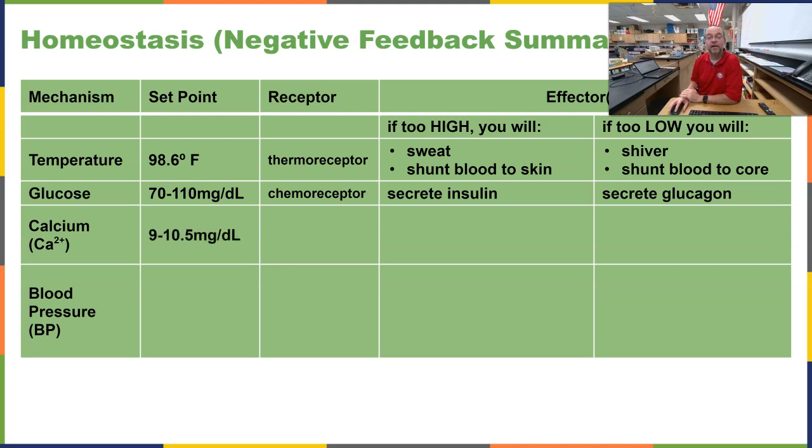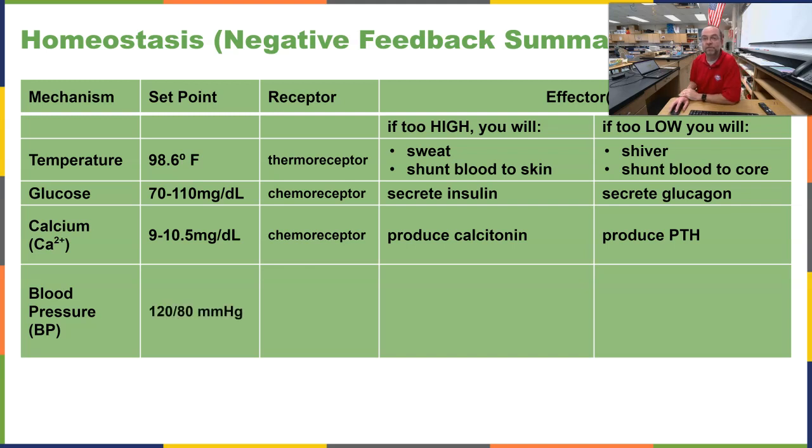Calcium, 9 to 10.5 milligrams per deciliter. Chemoreceptors, because it's blood chemistry, sense this, and when your calcium levels are high, you're going to produce calcitonin, which will then prompt the storage of calcium in your skeletal system. Conversely, when you're low in calcium, you're going to produce PTH, which will then prompt specific bone cells to basically self-destruct. Well, not really, but they're going to cause bone cells to release acids, which will dissolve some of the calcium and release the calcium into the bloodstream.